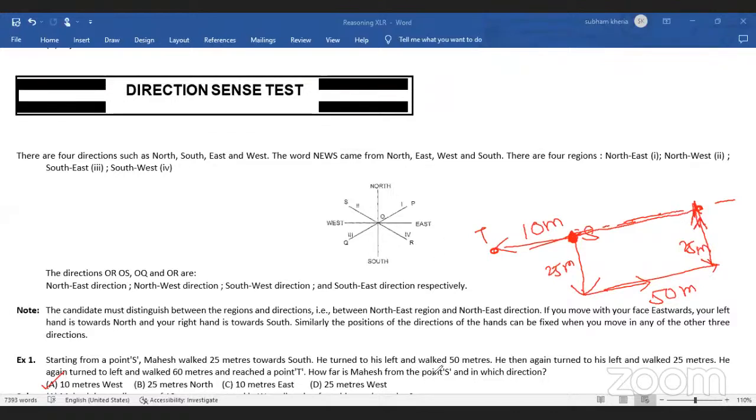How far is Mahesh from S? It is not asking from Mahesh, how far is the starting point? देखो question समझना. They are not asking from Mahesh, where is the starting point? Not like that. They are asking from the starting point, where is Mahesh? So consider this as the origin and then check Mahesh. Understood?